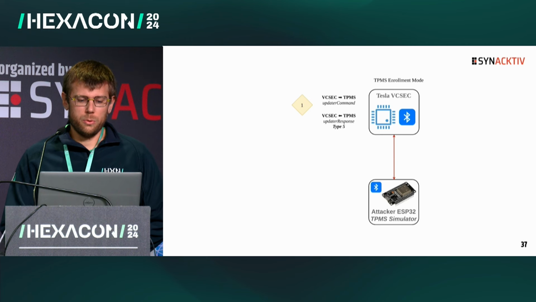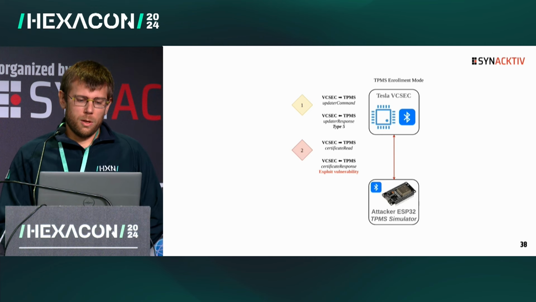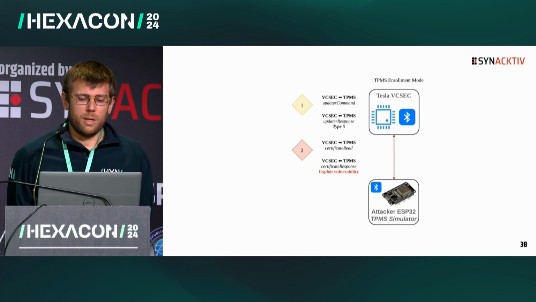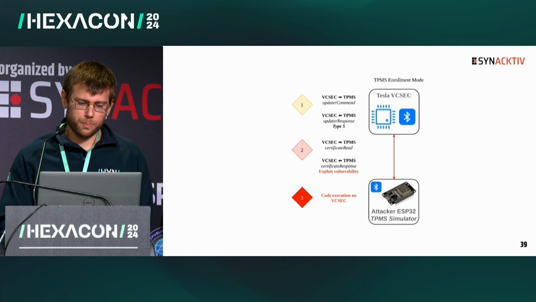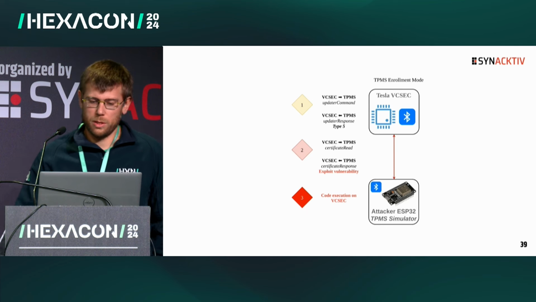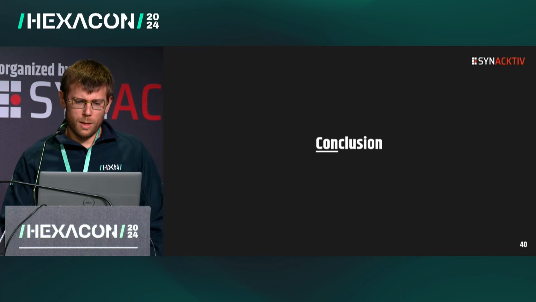The ESP32 sends the TPMS tip 5 in the updater response to reach the vulnerability. And VCSEC sends the certificate read command, and we exploit the vulnerability in the certificate response. And we have code execution on VCSEC.